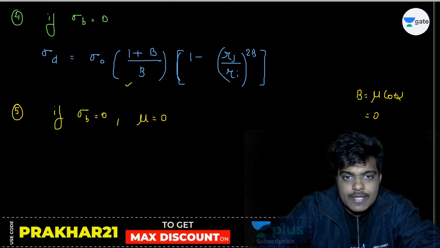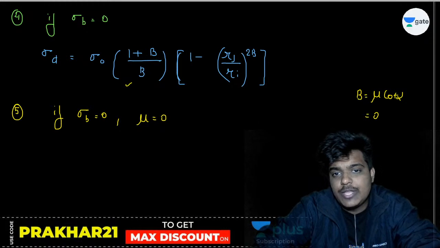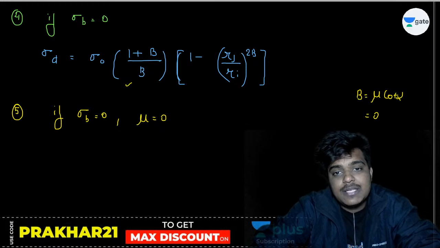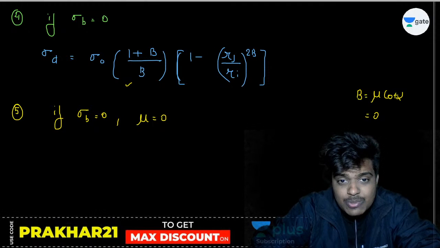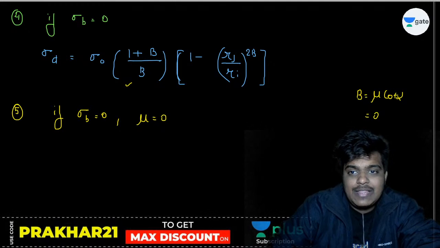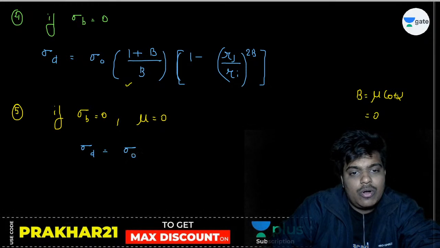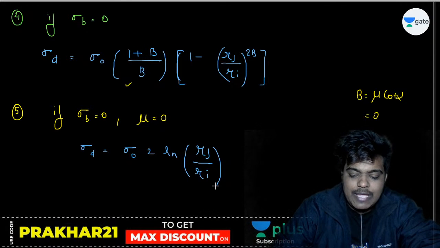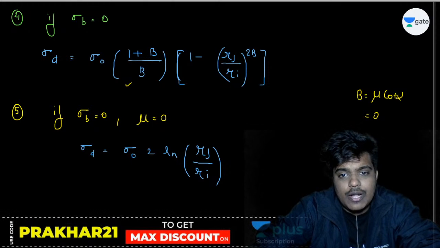ठीक है. कूल इनफ. ये चीज समझ में आ गई आपको that if mu and sigma B is 0, you cannot put the value of B as equal to 0, because the entire equation will become invalid, because in the denominator you cannot have 0. So that is why the entire analysis was done, and in this case the value of sigma D came out to be sigma naught log of R final by R initial. It is something like that. Is it clear? I hope that you have got your answer.